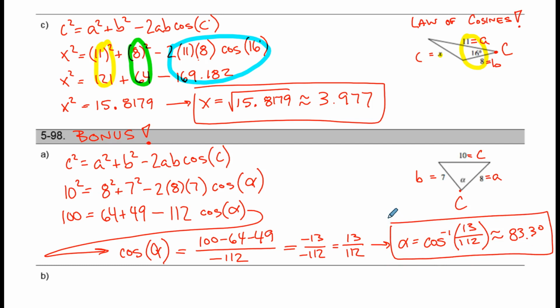There you have it, folks. That's a little bit of advanced trig there. We just found an angle measurement when we knew the three side lengths in the triangle. And I used the law of cosines to do that.